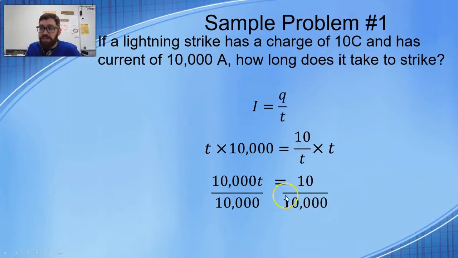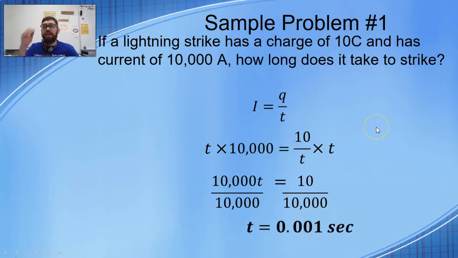Gets rid of 10,000 here. 10 divided by 10,000 is our calculation. And 10 divided by 10,000 turns out to be 0.001, or about 1 millisecond. So this should be right? How long does it take lightning to strike? About that long.